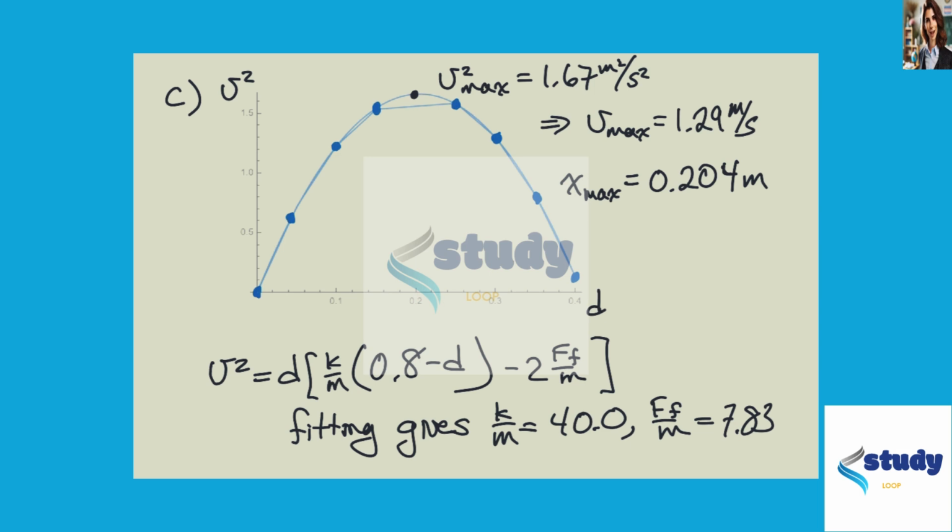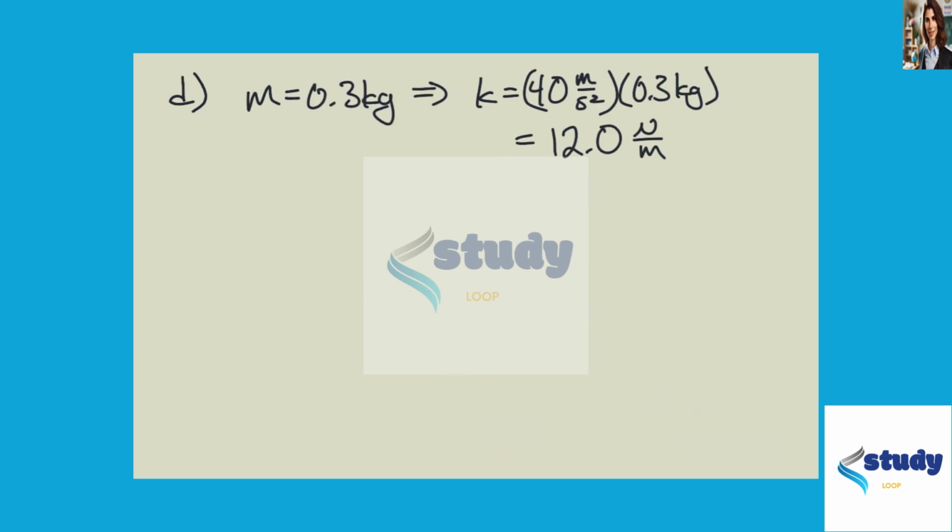Okay, so then we're asked to figure out what the spring constant is and what the coefficient of friction is. So we can do that. First, if we know the mass of the block, then k is 40 per second squared times the mass of the block, and that gives us 12.0 newtons per meter. So that is the spring constant.